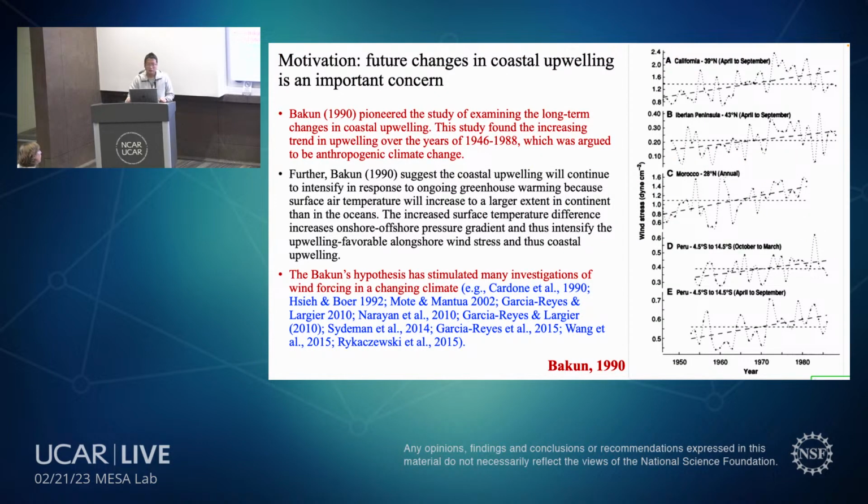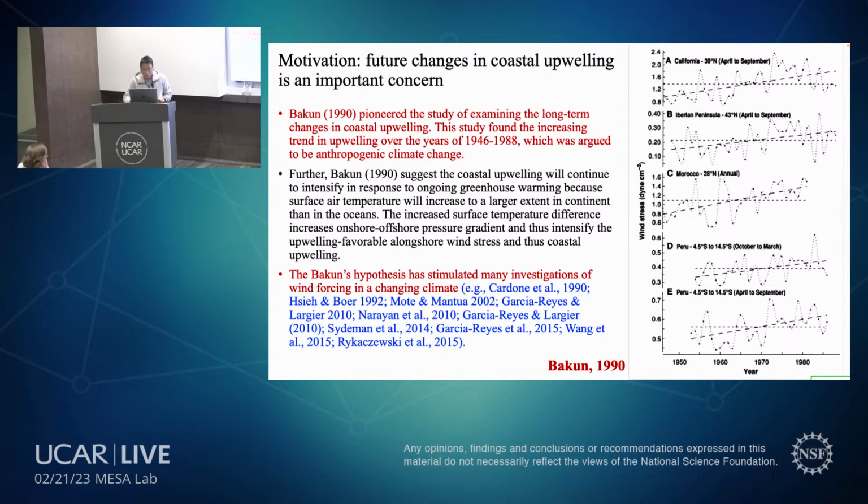Future changes in coastal upwelling have been extensively studied since 1990, and most of these studies were inspired by Bakun in 1990. This paper found coastal winds were getting stronger and stronger for coastal upwelling in these major upwelling systems. And this study argued this increasing trend will continue in the future.